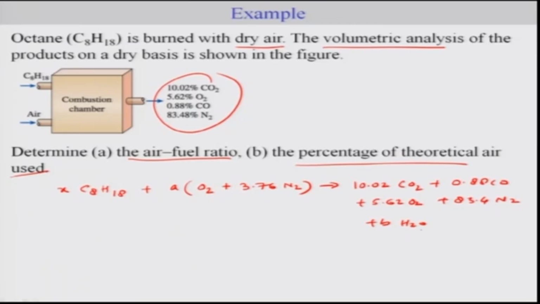Now we have this equation where a lot of unknowns are there, and the only way we can solve this problem is by doing a mass balance of each element.